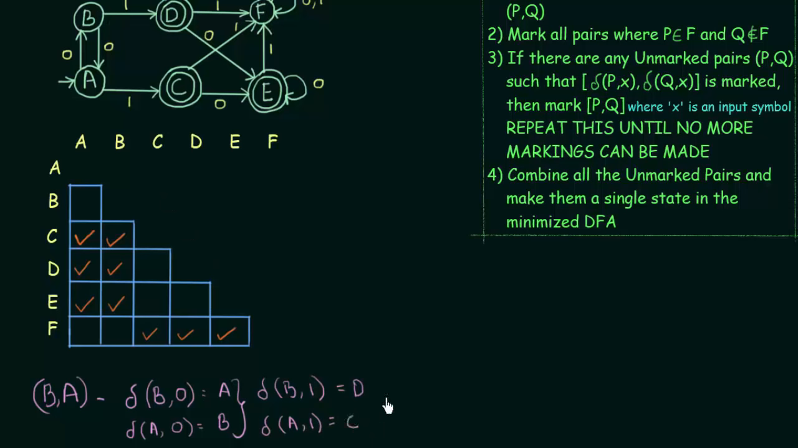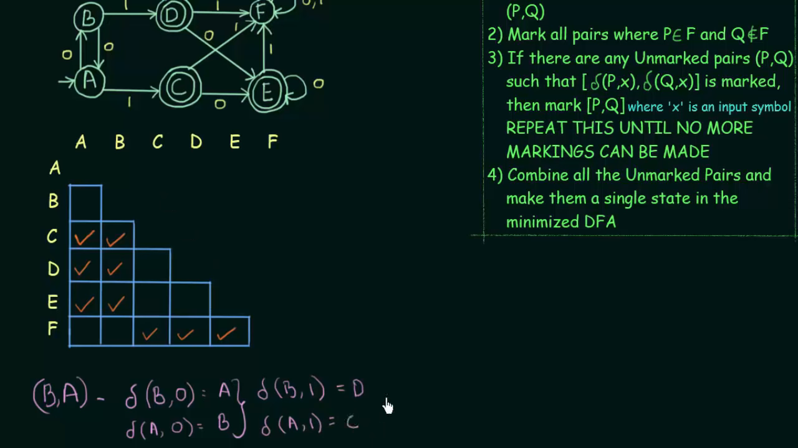Now we have to combine them and make them a single state in the minimized DFA. So in order to do that, how do we do this? Let me just copy down the original DFA over here. So here I have my original DFA, and let me just combine these states. We have AB. This is AB. Let me combine AB. Let me just make AB like this.